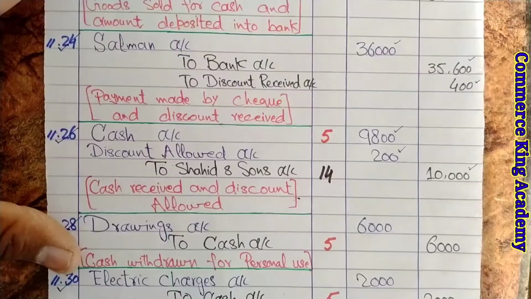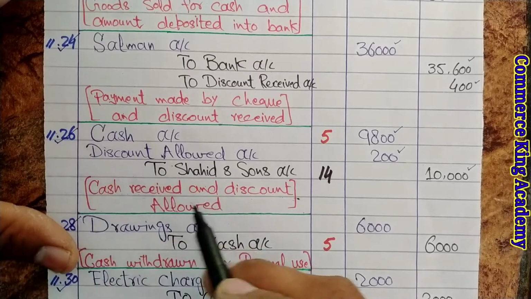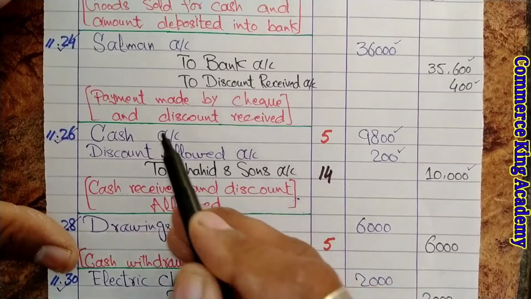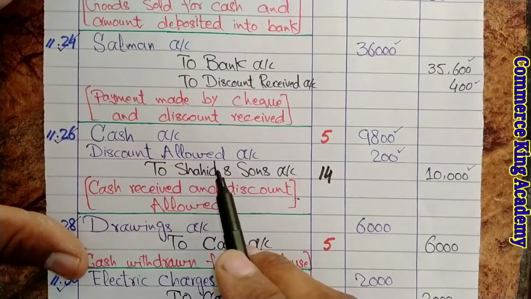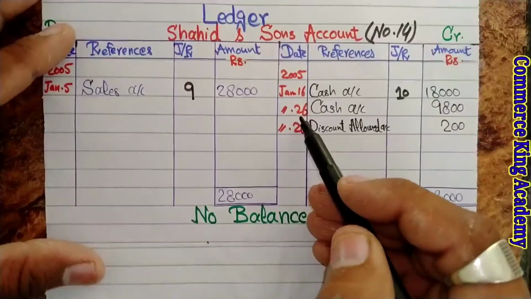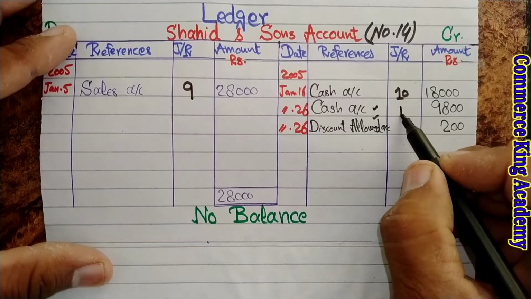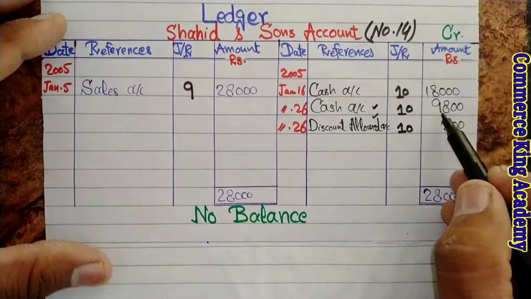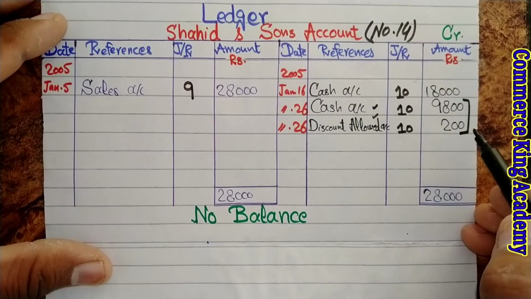When we go further, we find on the next date, Jan 26, Shahid and Sons account credited by cash account and discount allowed account both, amounting to 10,000 rupees. So we will enter this compound entry into the ledger account in this way. You can see date Jan 26 cash account, Jan 26 discount allowed account, reference number 10, 9,800 rupees and 200 rupees. Total of both is ultimately 10,000 rupees.